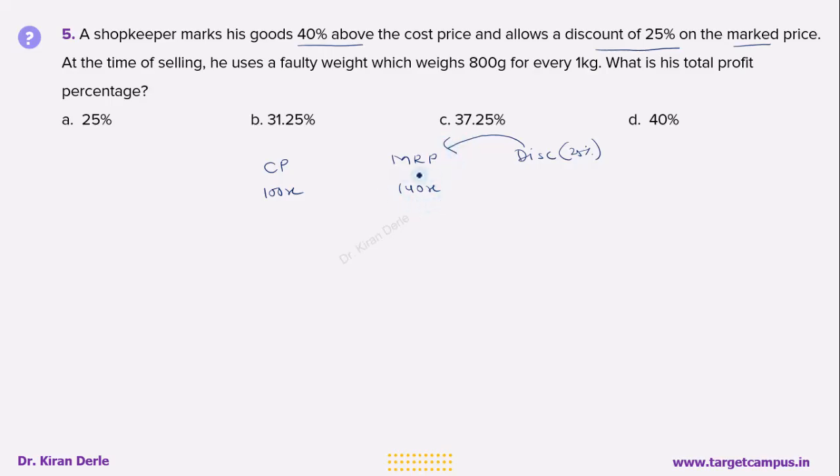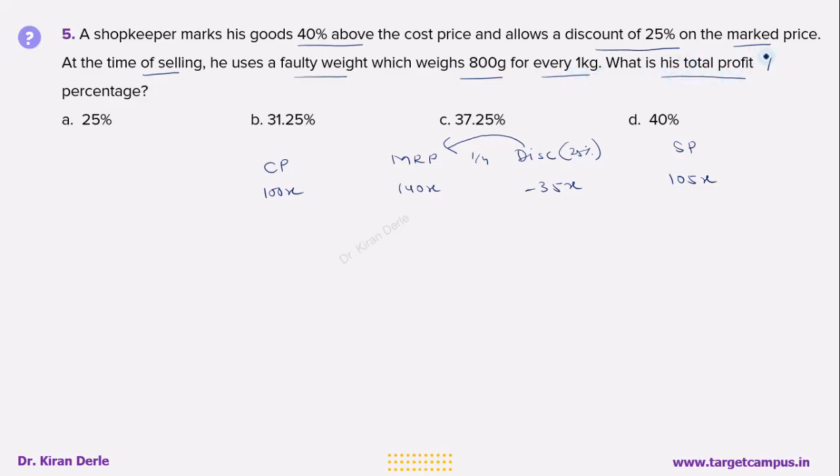So what is 25%? 25% is calculating 1/4 of this value. 1/4 of 140x is 35x. That's it, 35x is the discount. So what will be the selling price? 140x minus 35x, the selling price will be 105x. Great. Good question, right? At the time of selling, he uses a faulty weight, which weighs 800 grams for every 1 kg.